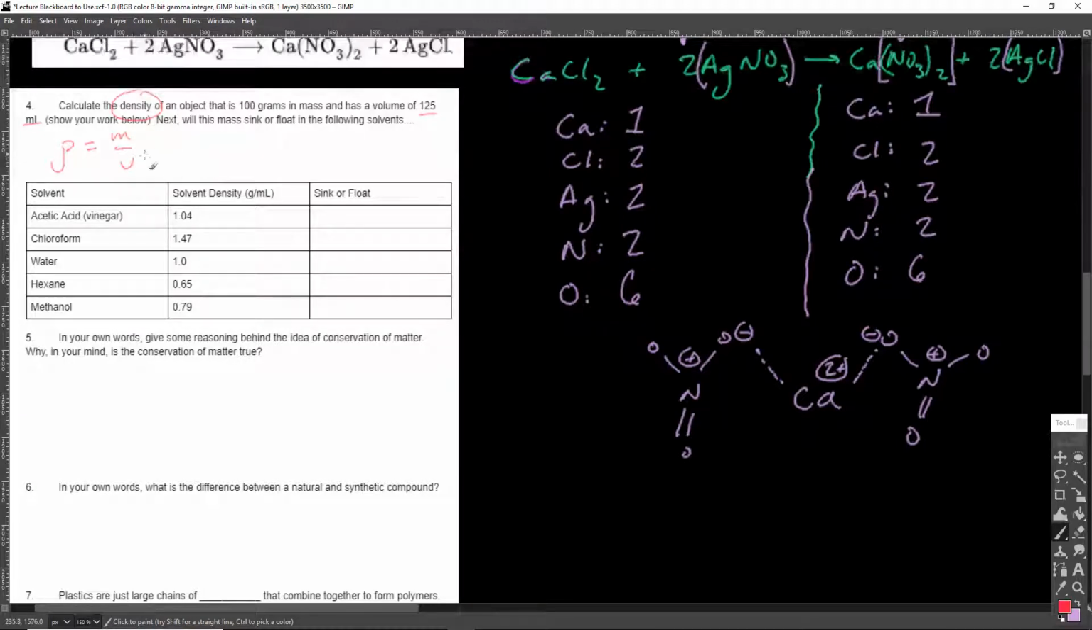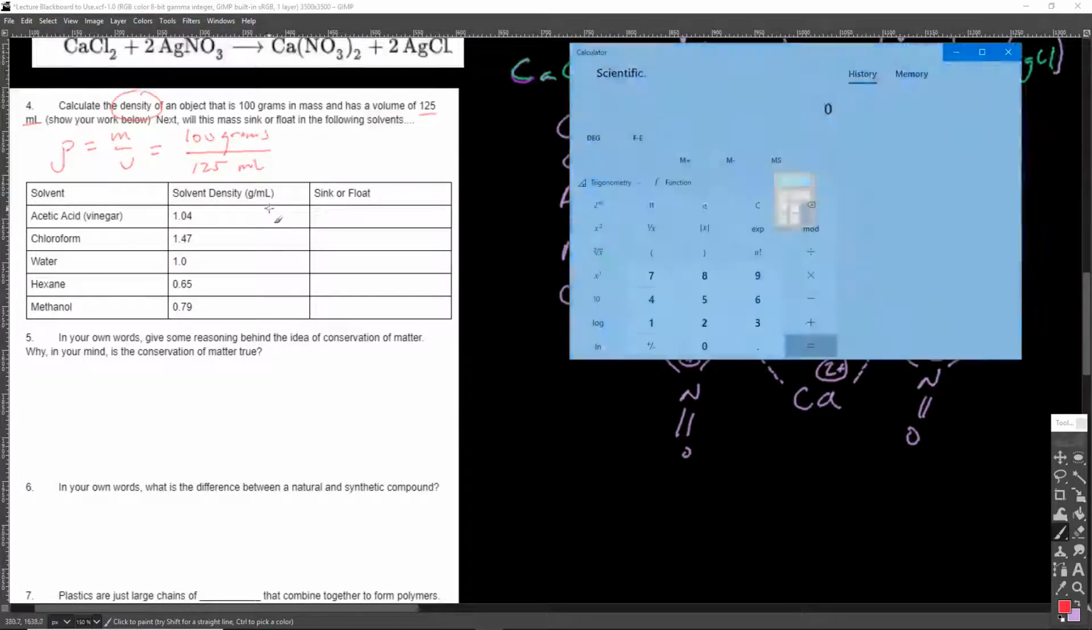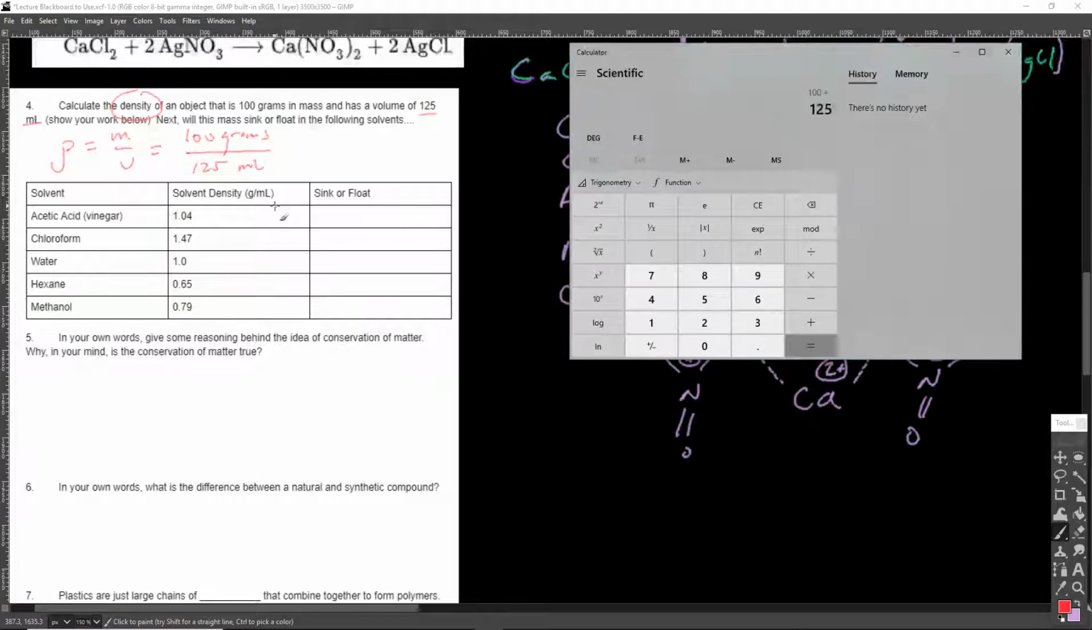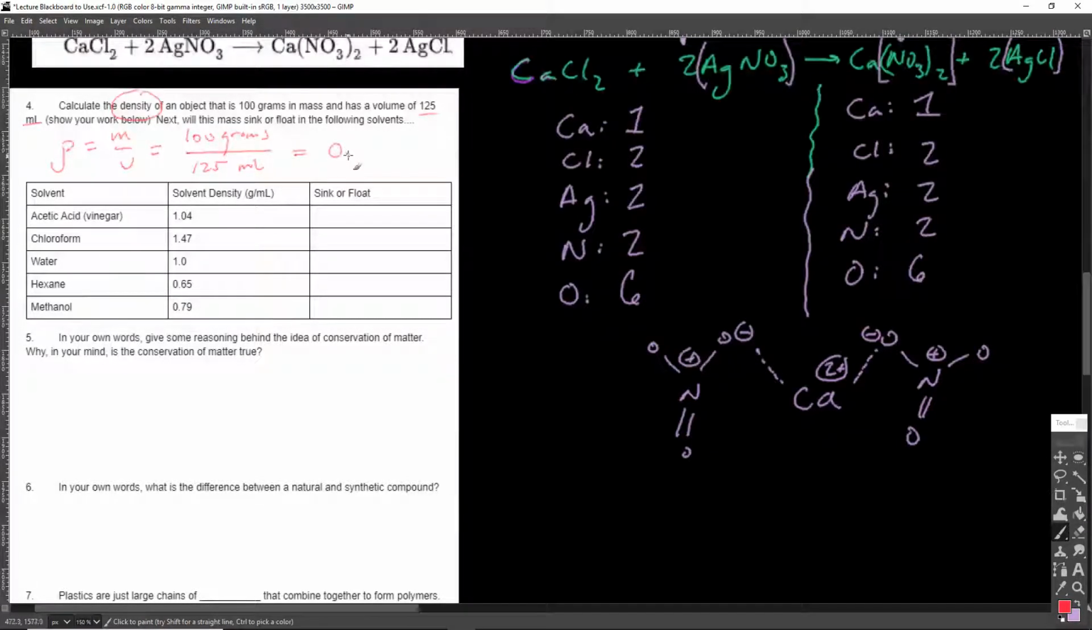So calculate the density. Rho is equal to m over v, which is equal to 100 grams over 125 milliliters. Okay, grab your handy dandy calculator if you really need it, and do 100 divided by 125, and you're going to get 0.8. And remember, don't forget your unit, grams per milliliter. Okay, that's it, literally that easy.